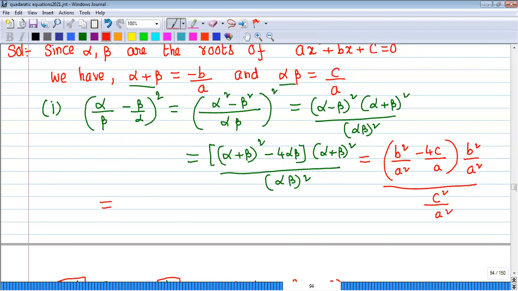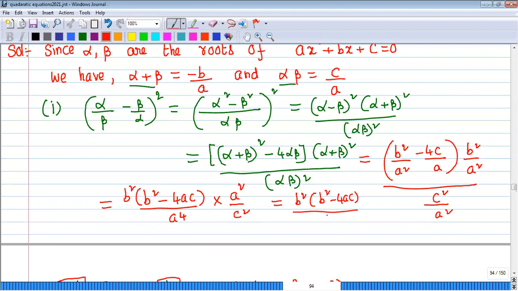So this equals b square minus 4ac upon a square into b square by a square, that is a power 4 times b square, into reciprocal of c square by a square, that is a square by c square. Next step, b square times b square minus 4ac upon a power 4 can be written a square into a square multiplied by a square upon c square. A square will get cancelled.